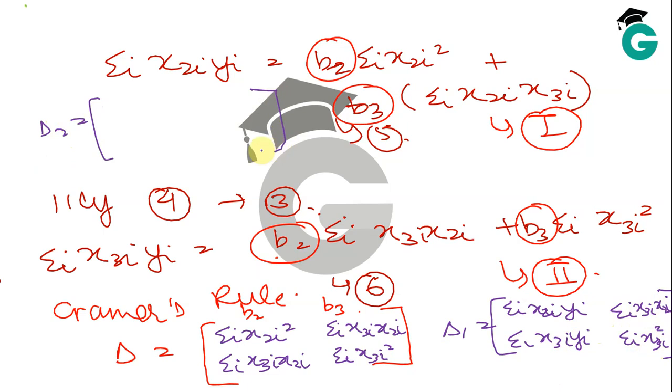The reason that I'm sticking to one slide and not changing slides is because it's easier for me to keep track, right? So this is just going to be summation x2i squared, summation x3i x2i. This is just a copy of this column, and now you have the constants replacing this. So summation x2i yi, summation x3i yi, right? So you have delta 2, delta 1 and delta.